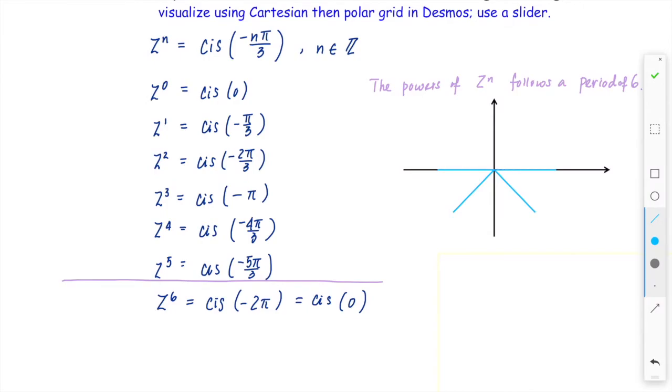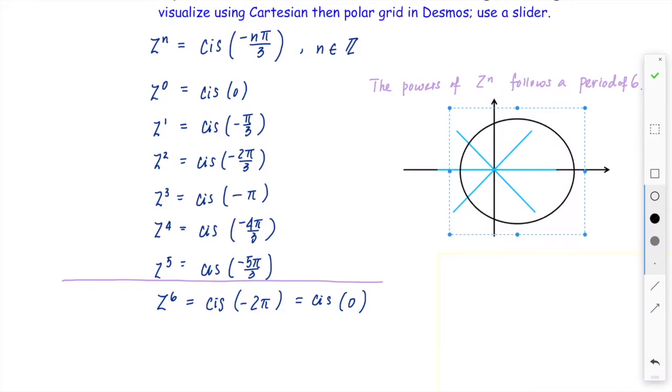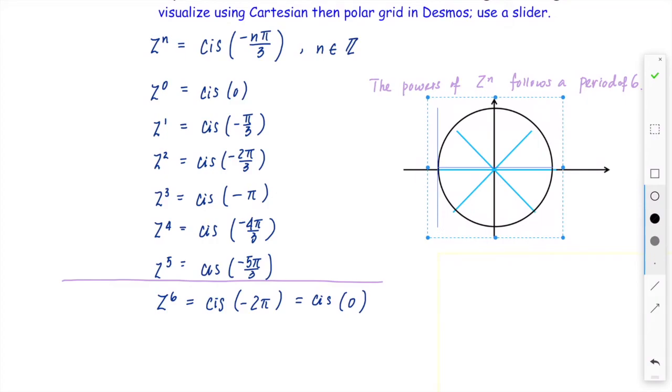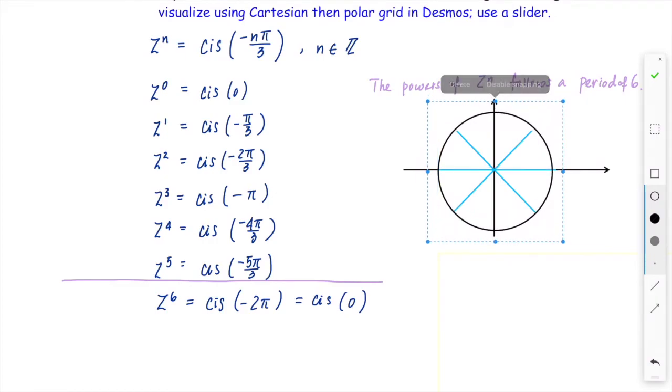Z to the power of 3, z to the power of 4 is negative 4 pi over 3, so somewhere here maybe. Yeah, this is not exact, but good enough. And then z to the power of 5 would be negative 5 pi over 3, so somewhere here. So all of these positions actually should lie on the circle, okay? I'm not confident that I drew all the lines properly. Let's see if I can make this work. This is not perfect, is it? Okay, how about this? Hey, it's actually not bad.